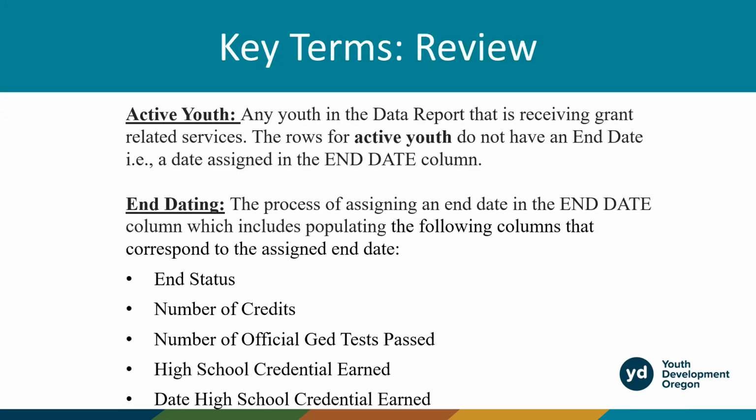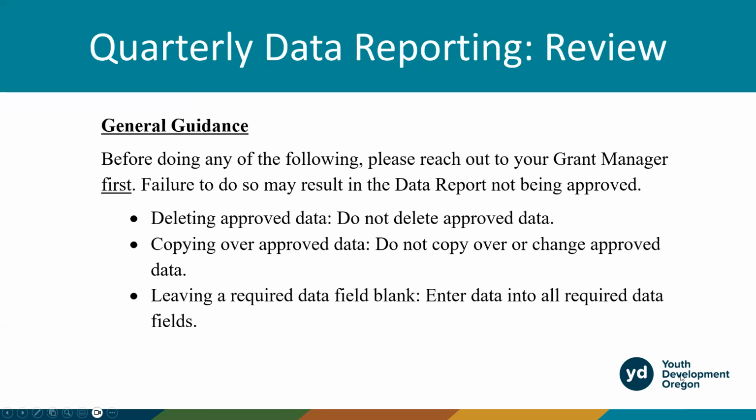Just a couple of key terms to review. Active youth is any youth in the data report that is receiving grant-related funds. The rows for active youth do not yet have an end date. That is, a date assigned in the end date column. End dating is the process of assigning an end date in the end date column, which includes populating the following columns listed here on the slide that correspond to the assigned end date.